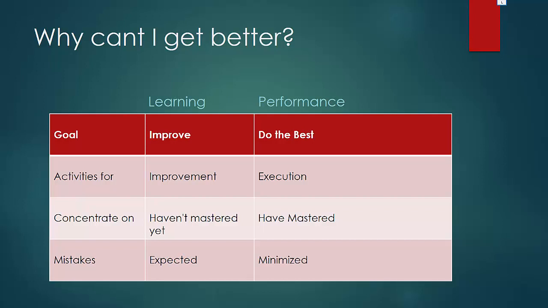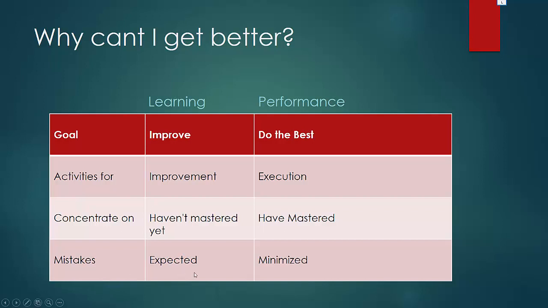Maybe it's for not recognizing turns in the market, or not recognizing whether you're in a range or whether the market is in a trend, and what the marks for that are. And in the performance mode, you've already mastered those aspects of it. The last one is goals for mistakes.